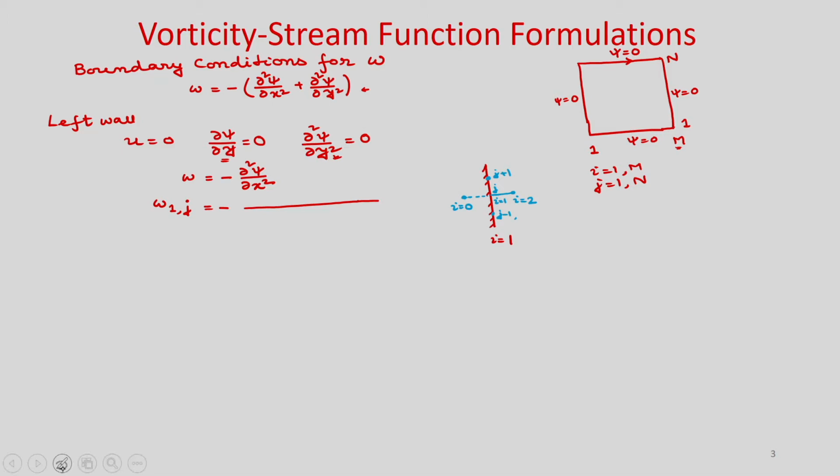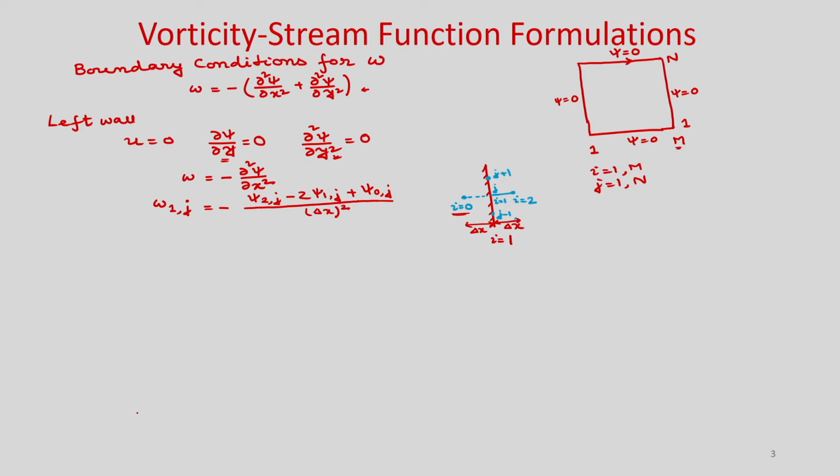So, you can write with this fictitious point. I is equal to 0 is the fictitious point outside the boundary, with the same distance delta x. So, this is also delta x and this is also delta x. If you consider this, then you can write the discretized form of this second derivative as psi 2j minus 2 psi 1j plus psi 0j divided by delta x square.